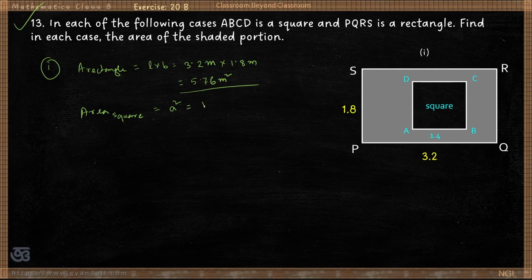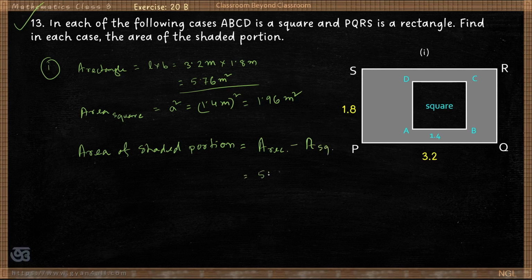Then the area of the square is equal to a square, where a, the side of the square, is 1.4 meter, so 1.4 meter square, and that is equal to 1.96 meter square. Now what is the shaded area? The shaded area is the area of the rectangle minus the area of the square. So the area of the shaded portion is equal to the area of the rectangle minus the area of the square, and that is equal to 5.76 minus 1.96 meter square, equal to 3.8 meter square. This is number 1.